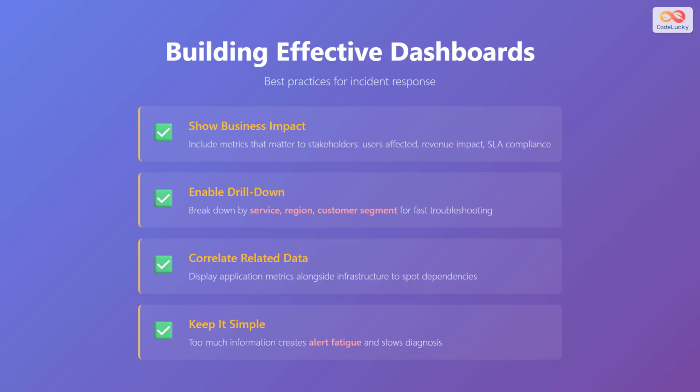Third, correlate related data. Display application metrics alongside infrastructure metrics. This helps you spot dependencies and see whether an application problem is caused by infrastructure issues or by bad code. Finally, keep it simple. Too many panels on a dashboard creates alert fatigue and slows you down. Focus on what matters. If a metric isn't actionable, remove it.